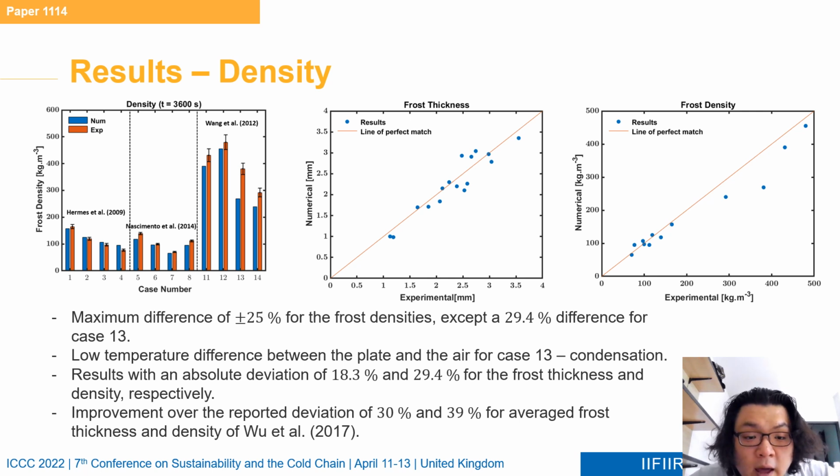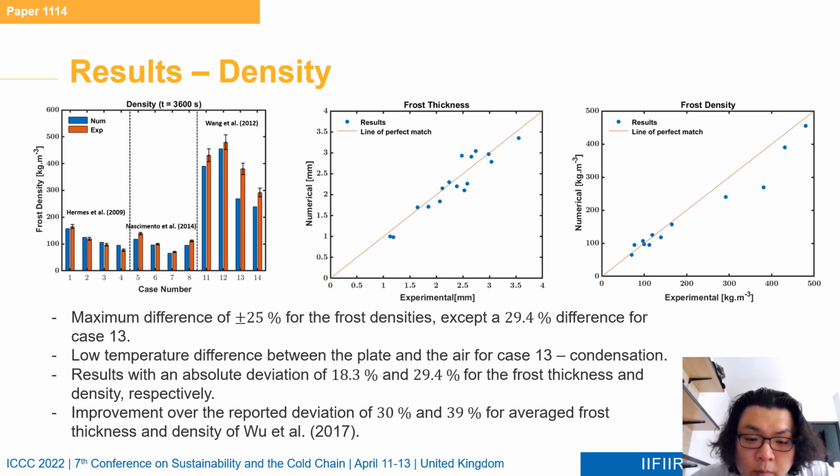It should be noted that for Hermes et al. validation cases, the low temperature difference between the plate and the air can also be seen. However, this maximum difference was further magnified for the Wang et al. cases, as the velocity of the Wang et al. cases is 5 meters per second, while for the Hermes et al. cases, the velocity is 0.7 meters per second.